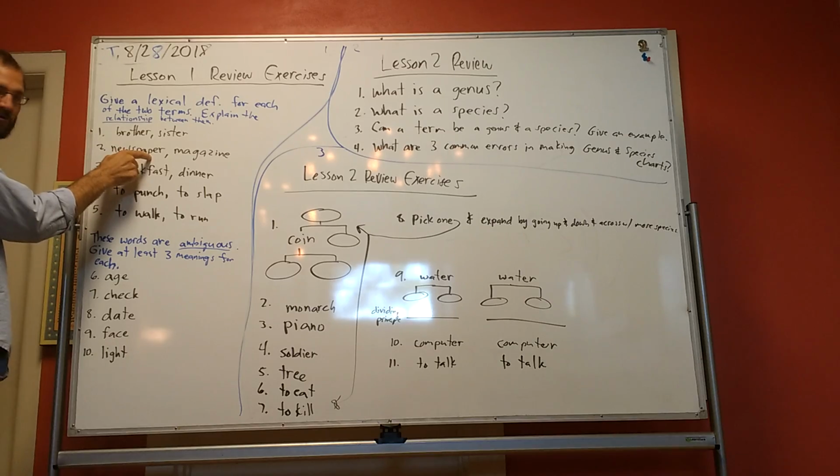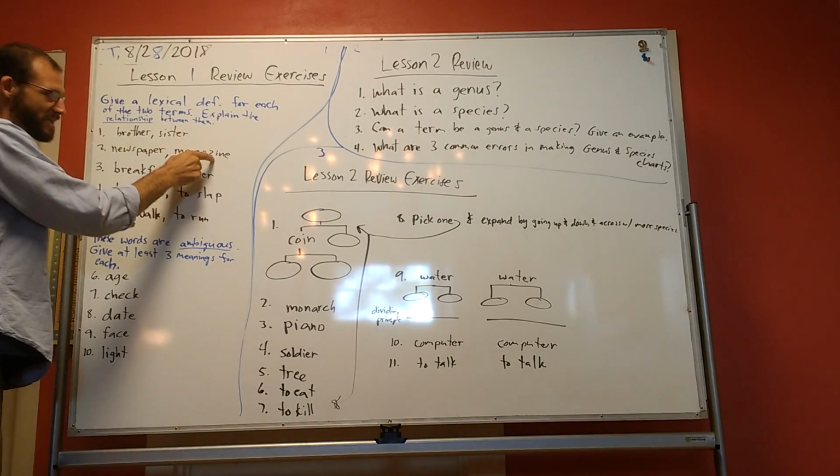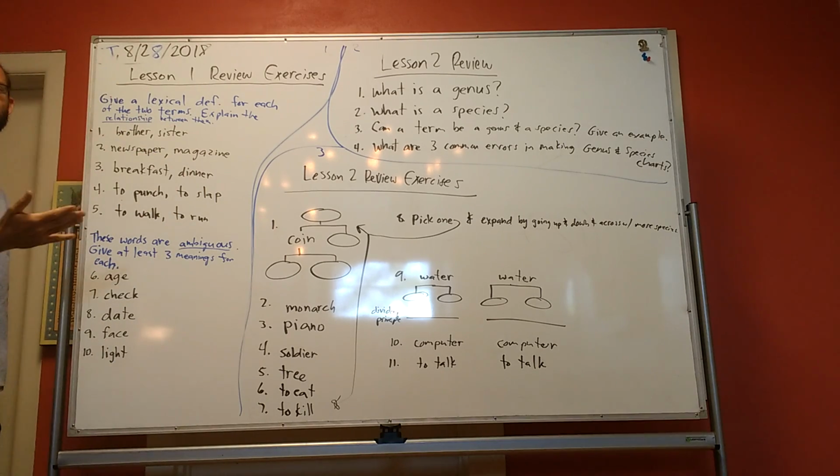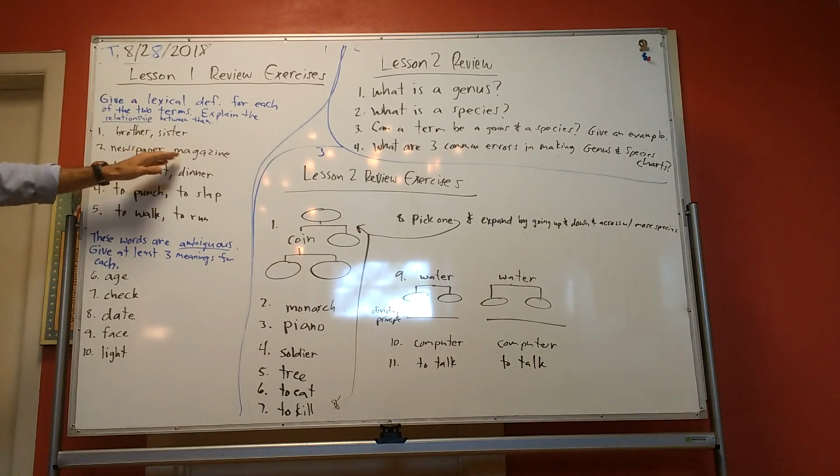Like you're going to say, what's a newspaper? What's a magazine? And then explain the relationship between newspaper and magazine. They're both things that you read that come out at periodic intervals. So, for these 5, you're going to say what each of the words mean, and then explain the relationship in one or two sentences. These are lexical definitions showing the relationship between terms.